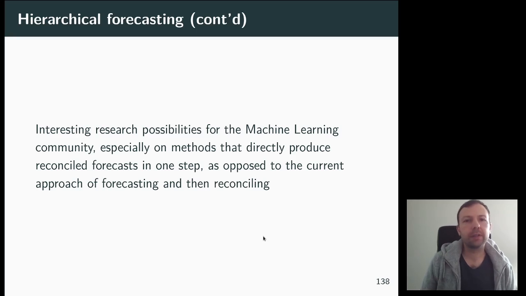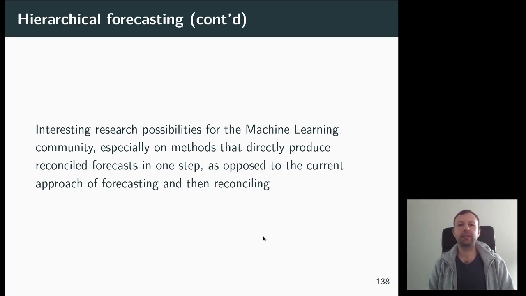So just to sum up hierarchical forecasting, I think in this area there's still a lot of very interesting research possibilities for machine learning, especially on methods that directly produce a reconciled forecast in one step, so that you don't have to first forecast and then reconcile, but you somehow build it all together into one model so that the forecasts you get out directly are coherent and add up across the hierarchy.